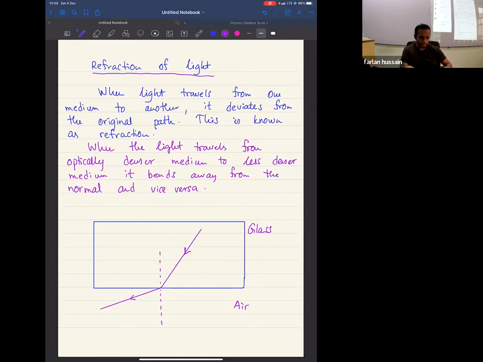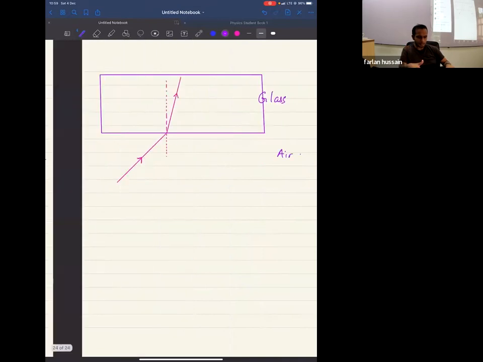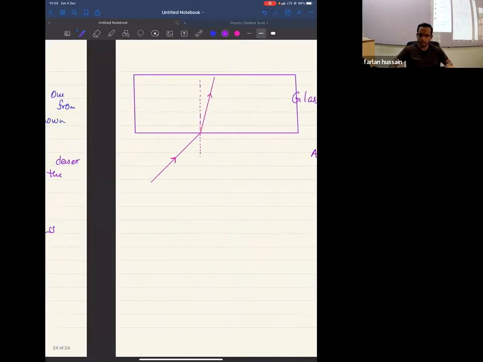So draw this diagram first. Traveling from glass to air, it's bending away from the normal. The next one, traveling from air to glass, it's bending towards the normal. Draw these two diagrams.